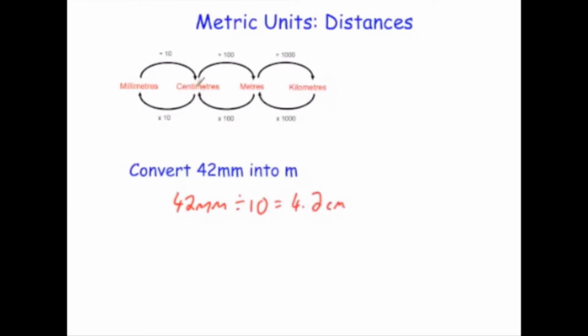Next, we want to go from our centimeters into meters, so we divide by 100. So we're going to do 4.2 divided by 100. Remember, that means we're going to move the decimal place twice. So move it once, it would be 0.42. Move it again would be 0.042 meters. So that means that 42 millimeters is equal to 0.042 meters.